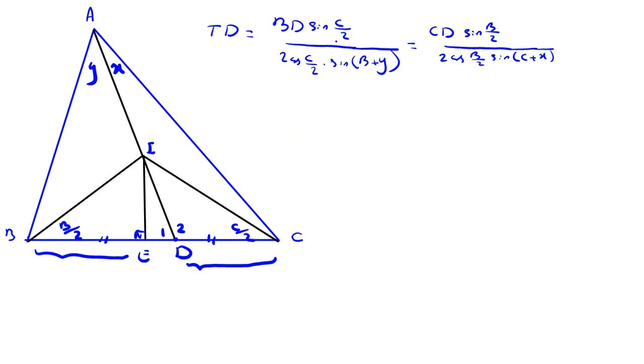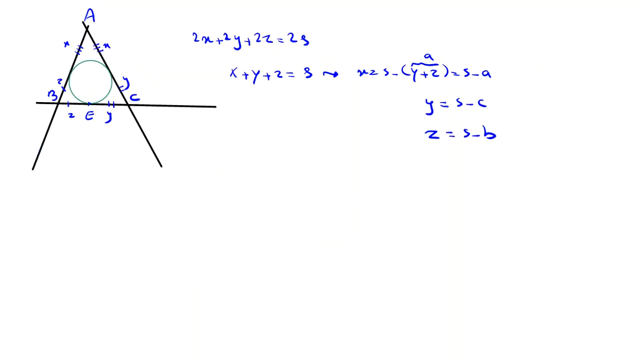BD, CD, sine C over 2. Now I know I, if I consider I and draw a perpendicular, it would be exactly this point E. Because if you consider the center and you connect I, the center, to the tangent at the point that it is tangent, it is perpendicular. So I can say this E, this is Z again. For example, Z is S minus B.